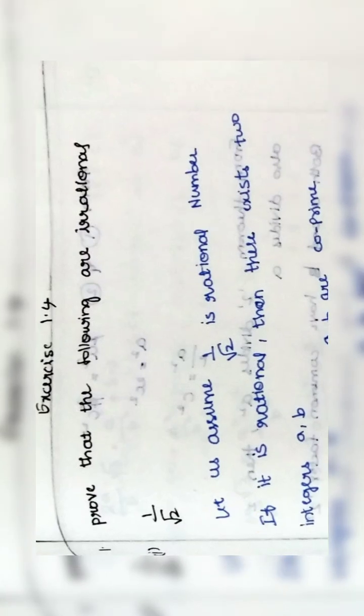In the next exercise, exercise 1.4, prove that the following are irrational. First, 1 by root 2. We have to prove that it is an irrational number. So, let us assume 1 by root 2 is a rational number. In order to prove that it is irrational, first we just assume that it is a rational number.